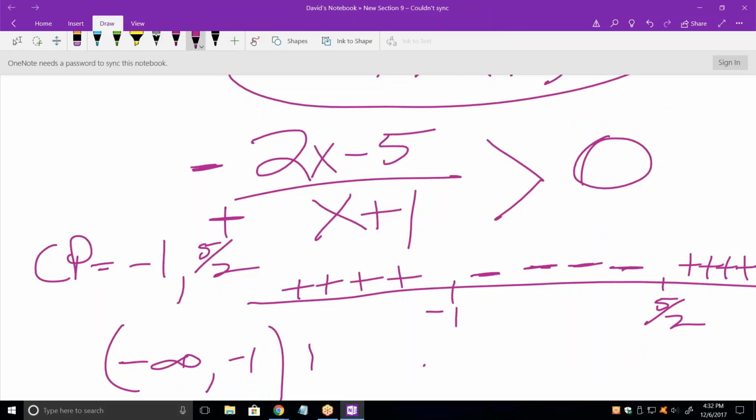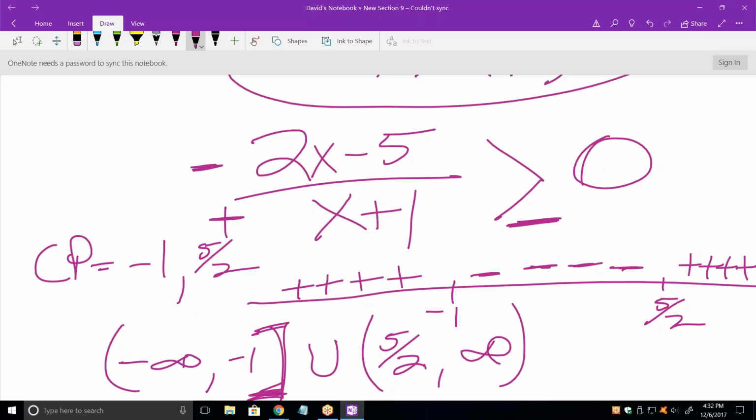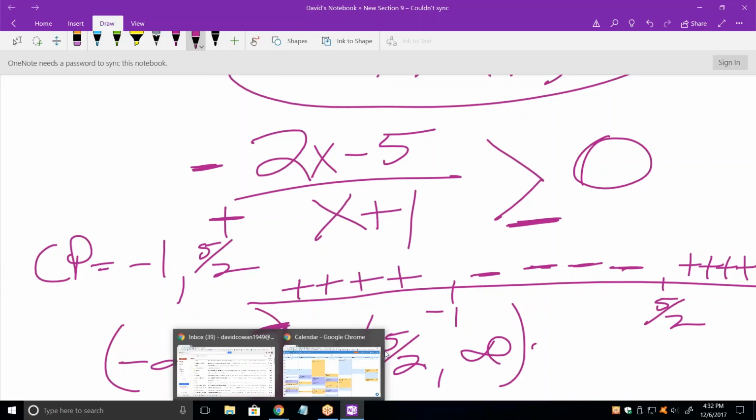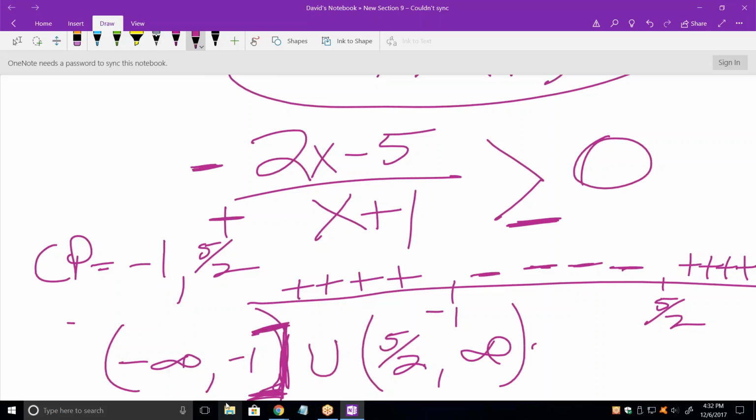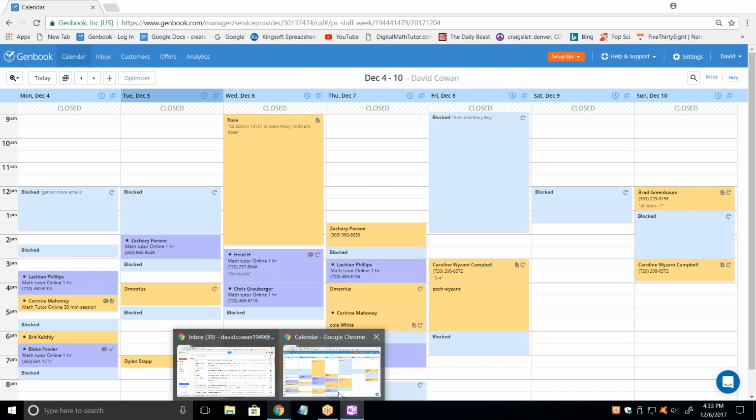So, combination with what? 5/2 to infinity. And again, parentheses everywhere. If I make that greater than or equal to 0, then that becomes a bracket because at -1 it is, oh no, that's still a parentheses. It can't be -1 because we can't divide by 0. So that's still a parentheses, but this becomes a bracket.